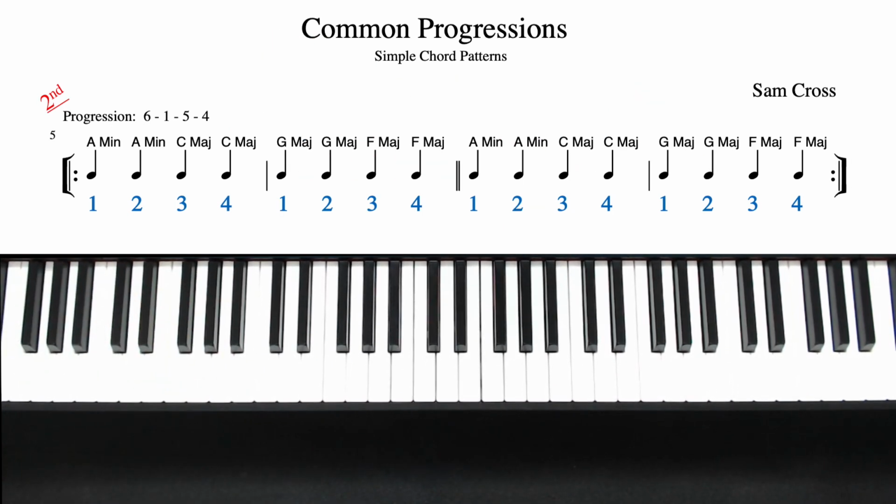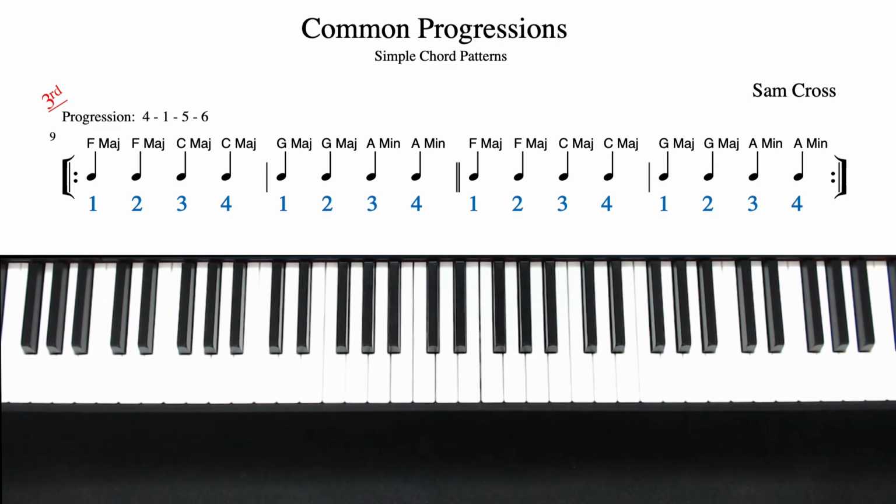Let's jump to the third one. The third chord progression is a 4-1-5-6 chord progression. The 4 in the key of C is an F major. The 1 is a C major. The 5 is a G major, and then the 6 is an A minor chord. Again, the 4 is an F major, the 1 is a C major, the 5 is a G major chord, and the 6 is an A minor chord.